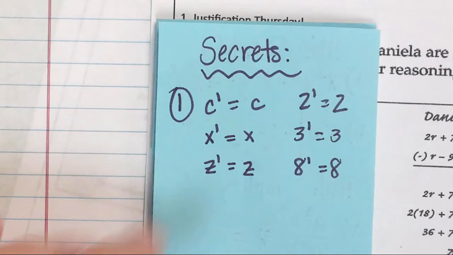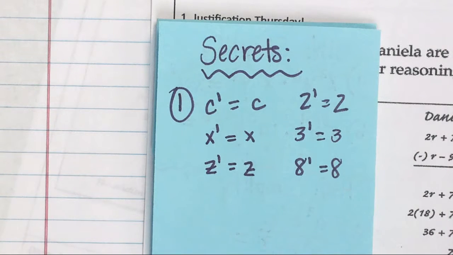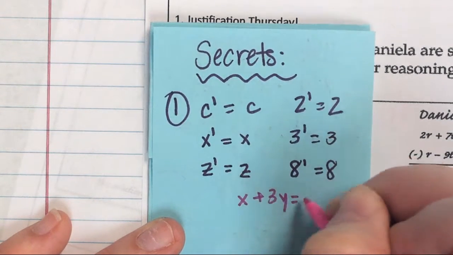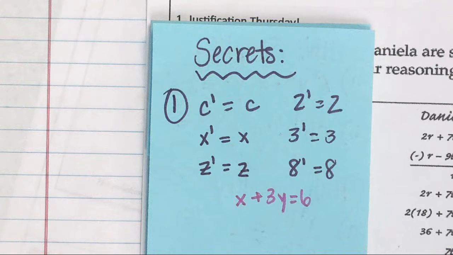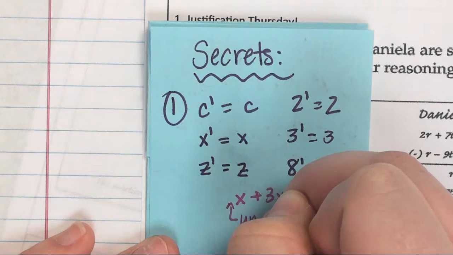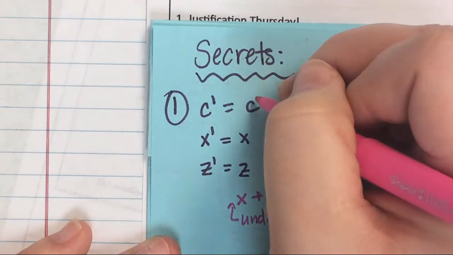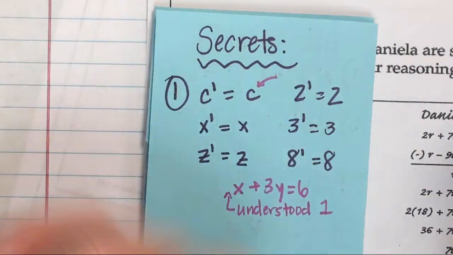There is an understood 1. We tend to not write it. It reminds me of a lot of the equations we've been working with. If we had x plus 3y equals 6, you would tell me there's an understood 1 in front of that x. But we don't write it. We just know it's there. That's the same way with the exponent 1. We just know it's there. Same way, that's an understood 1. This has an understood 1. We don't write it, we just know it's there.